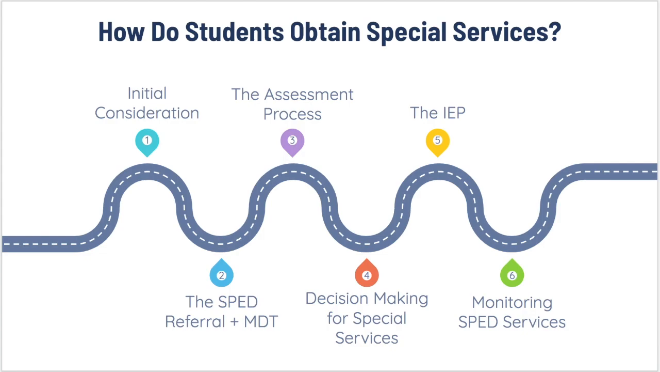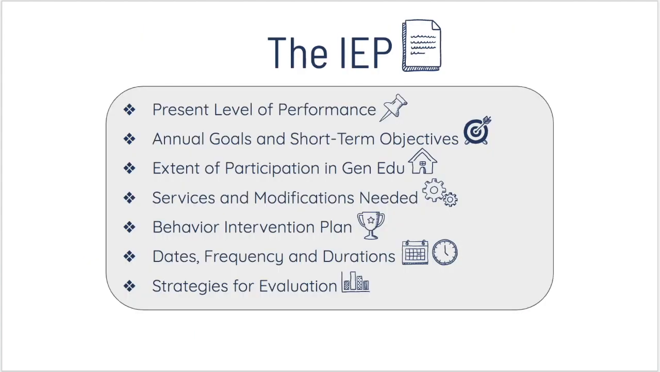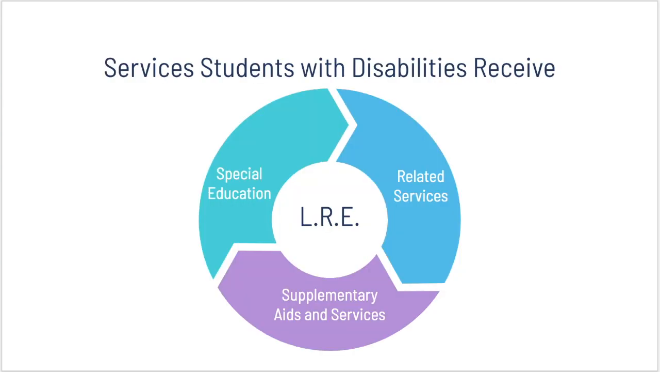Guidelines such as annual reviews and three-year evaluations help monitor the student's progress and ensure their IEP is still appropriate for them. There are several required components in the IEP, such as accommodations to be made in the general education setting and the supports to be provided there. Finally, we must remember that services students with disabilities receive are comprehensive and provided in a variety of placements with the principle of least restrictive environment in mind.